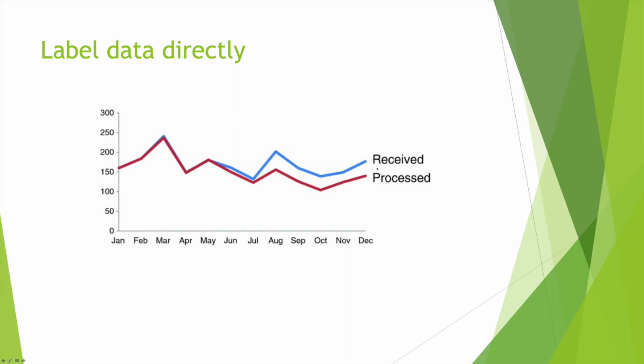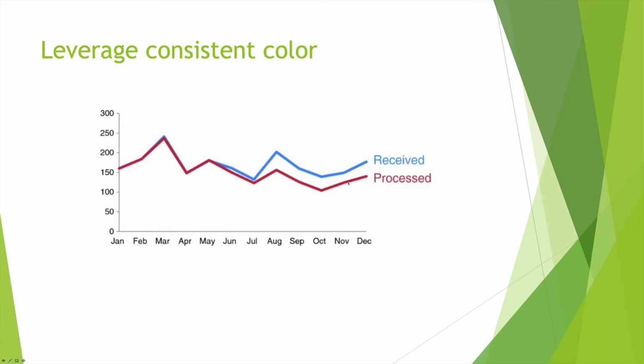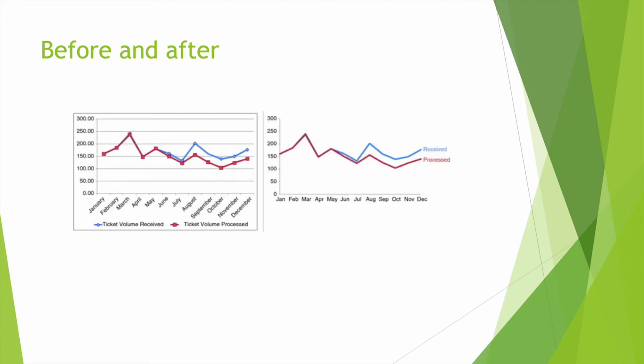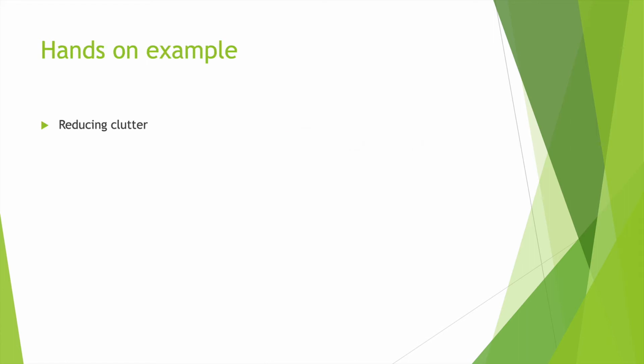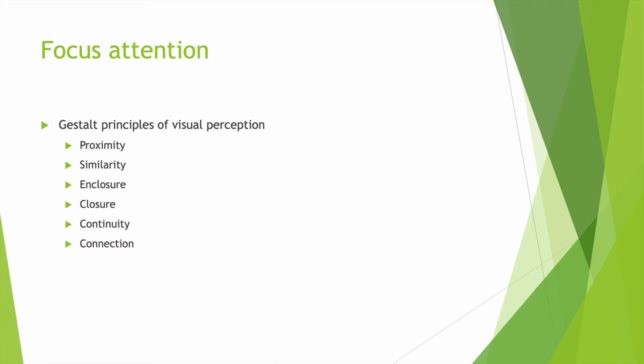So this right here says receive. You know right off the bat what the blue line means and what was processed. Leverage consistent color. So you don't want to have 5 different colors in here. This right here has one, red or blue. So straight to the point. Same here, before and after. And reducing clutter. So ultimately what you're trying to do is be that person that has less clutter on their desk and you can see what you're doing.